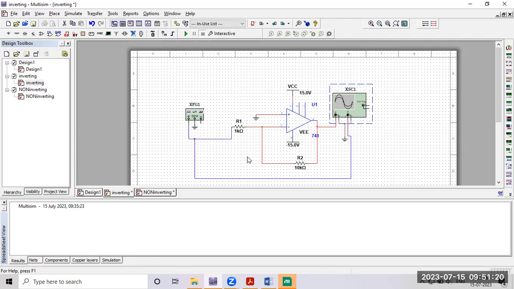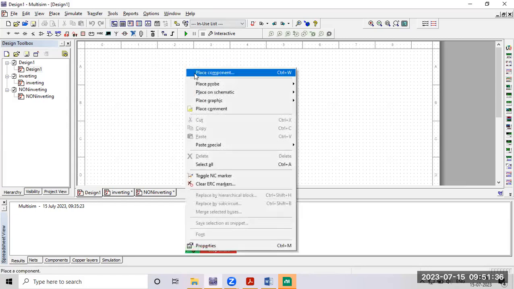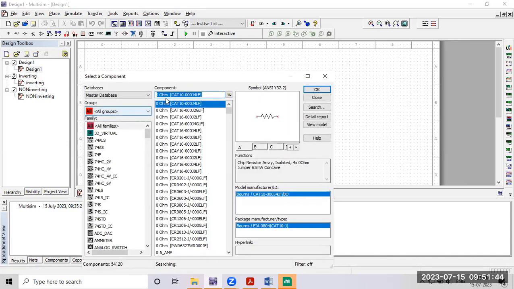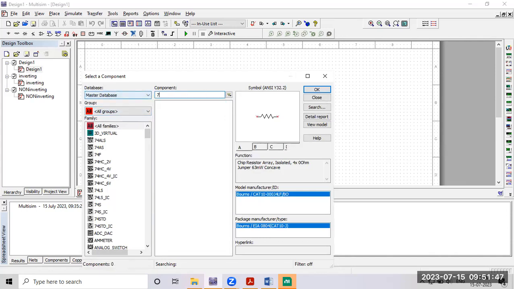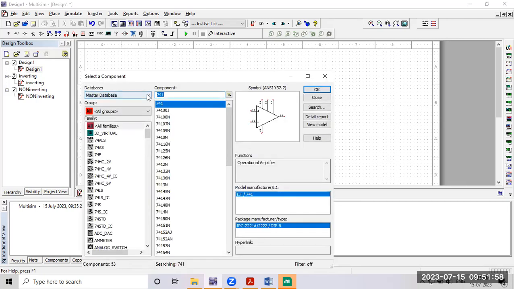Shall we simulate the circuit in the software now? This is the simulated circuit. I will show how to simulate it. This is the editor window. I'm going to choose the components with the help of Place Component. Choose all groups. You can directly type here what components are required: 741 IC, the op-amp IC. Just click on the OK button.